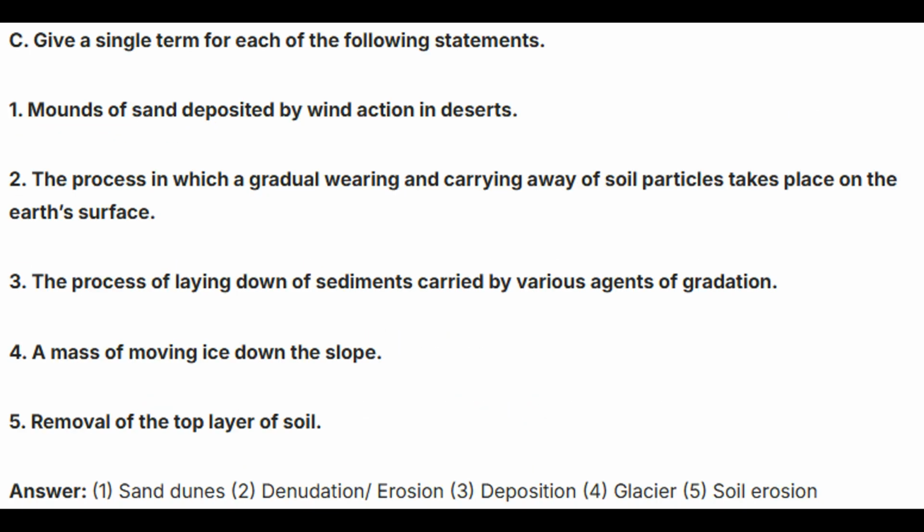C. Give a single term for each of the following statements. First, mounds of sand deposited by wind action: sand dunes. Second, the process in which a gradual wearing and carrying away of soil particles takes place on the Earth's surface: denudation/erosion. Third, the process of laying down of sediments carried by various agents of gradation: deposition. Fourth, a mass of moving ice down the slope: glacier. Fifth, removal of the top layer of soil: soil erosion.